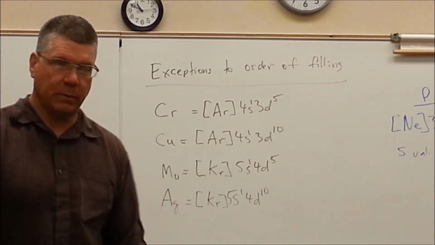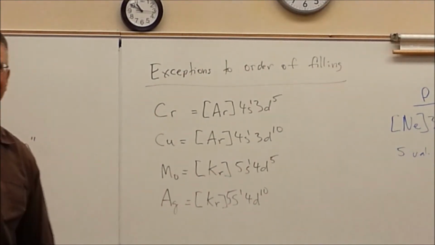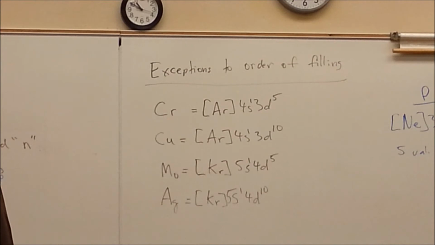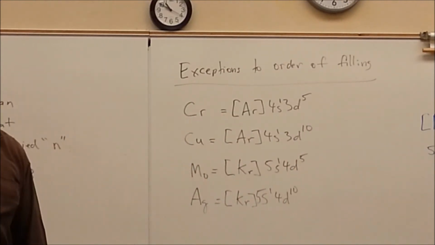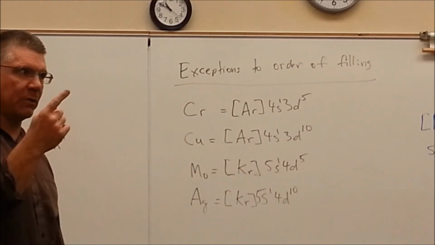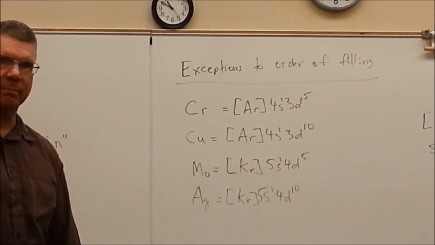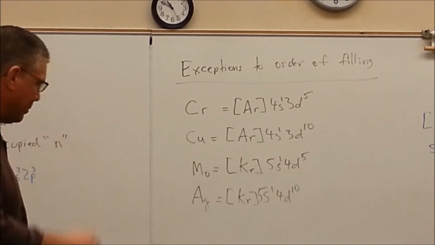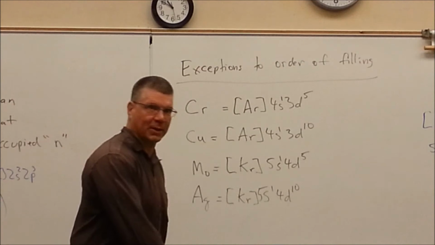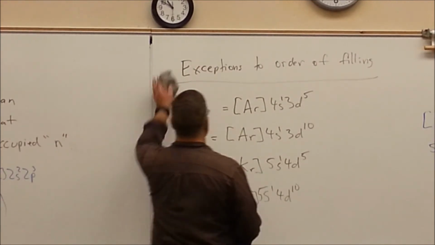Can we do another one? Copper. 1 valence electron in copper. You guys see that? Molybdenum. 1. Silver. 1. All right, let's do a different transition.